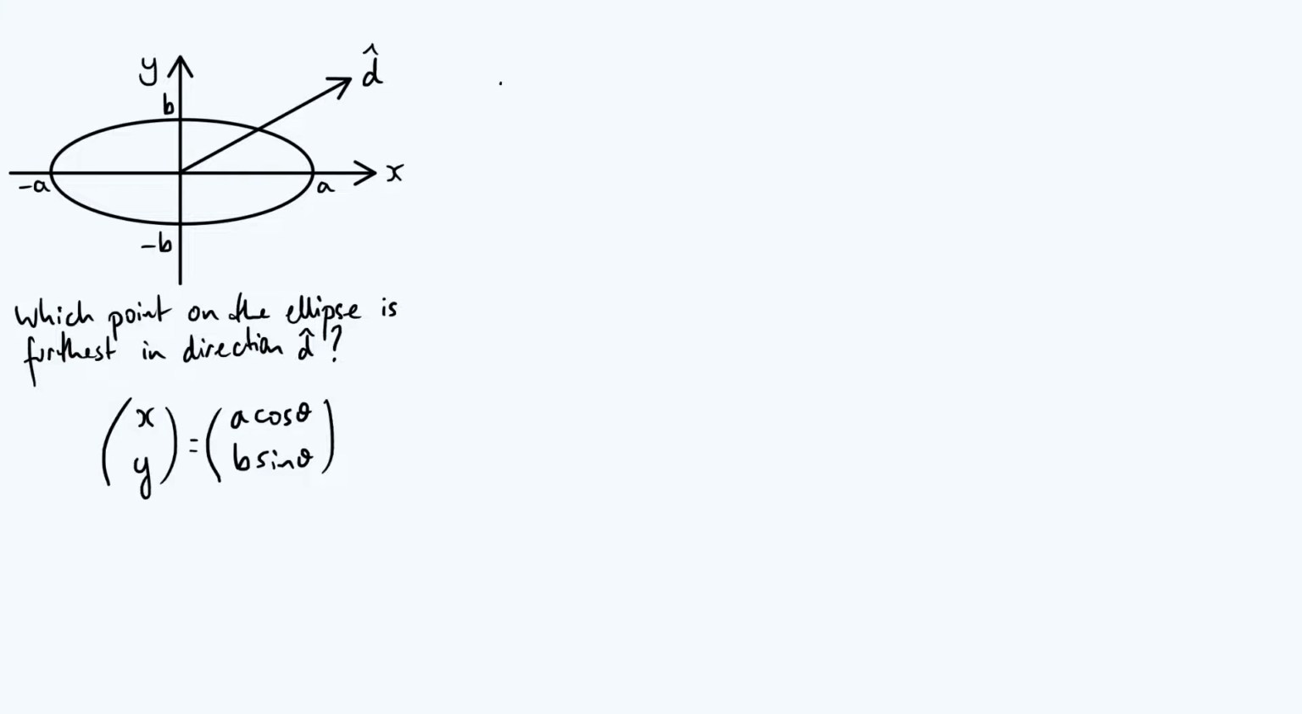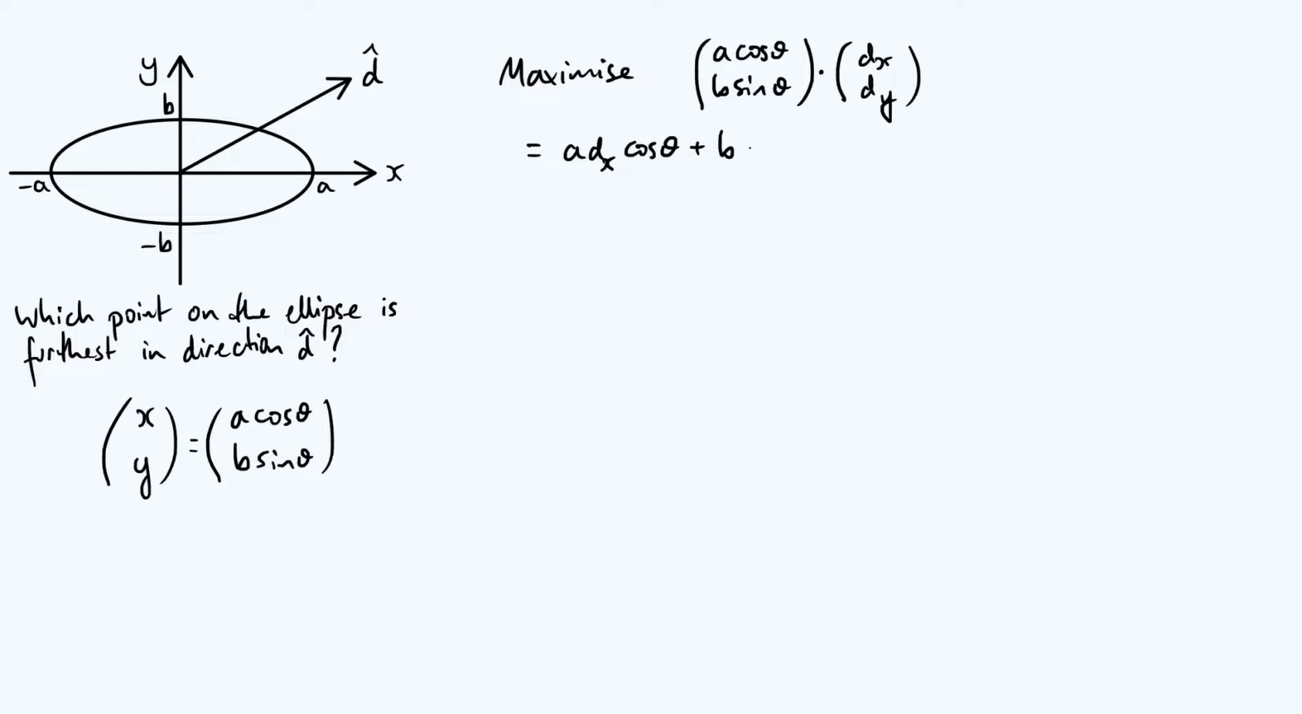So the thing that we're trying to do is to maximize the dot product of that vector, (a cos theta, b sin theta), onto the direction defined by d. I'm going to split d into components, d subscript x and d subscript y. Again, we're assuming that d has already been normalized. If we expand that dot product, which is just the component of a general position vector in direction d, you get a dx cos theta plus b dy sin theta. And we're trying to choose the value of theta that makes that as big as possible.